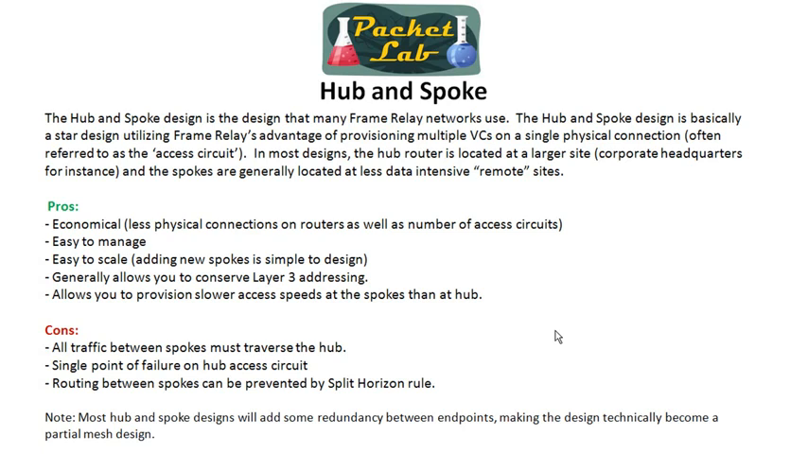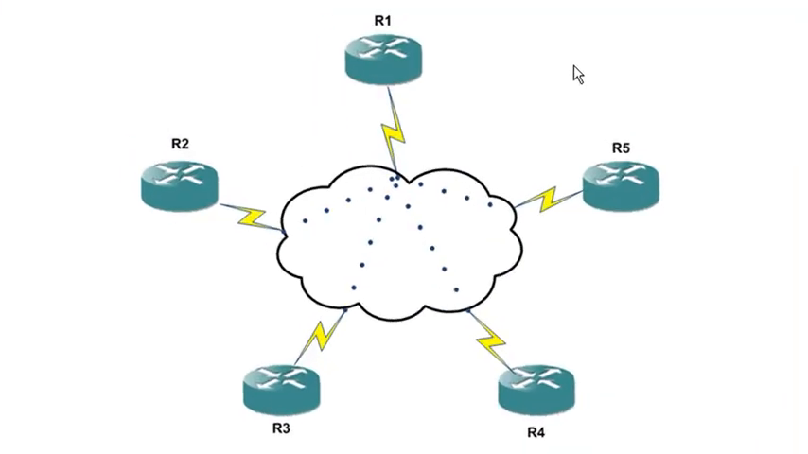Like I said, almost all of your networks are going to become partial mesh designs. You're going to utilize the advantages that frame relay has with a hub and spoke design, but when you want to add redundancy to your network, you can always add another virtual circuit.